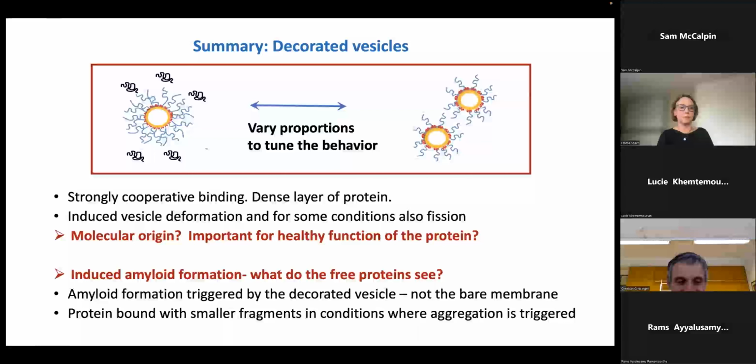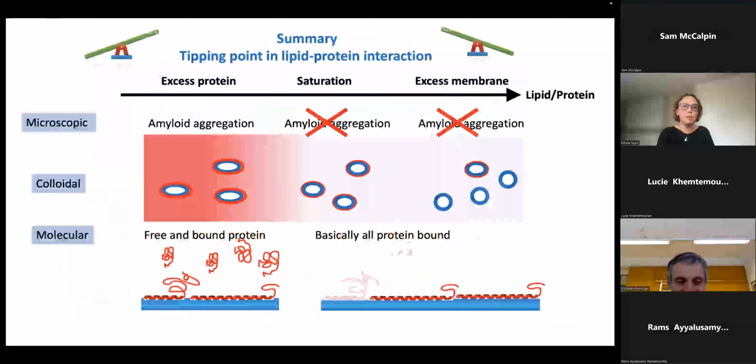Then the decorated protein may induce amyloid formation, but that is not on the same vesicles as we see in these excess membrane conditions, but on vesicles that have protein bound with smaller fragments and that have a less stable interface, with a faster exchange with the solution. And that was my summary. Thank you.